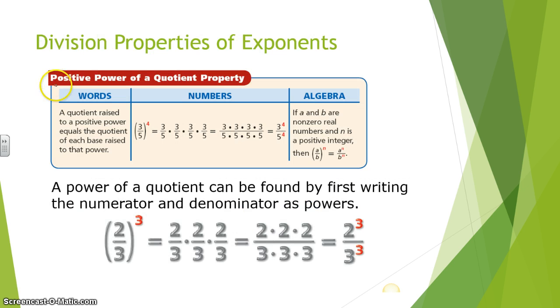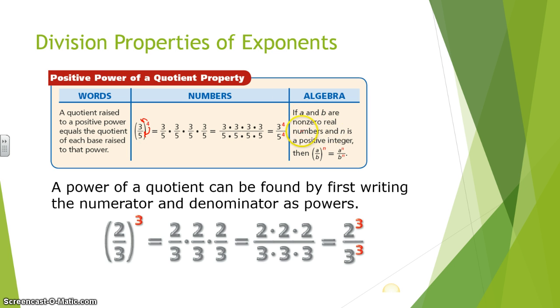Here we have another property. It's called the positive power of a quotient property. The words of this: a quotient raised to a positive power equals the quotient of each base raised to that power. So what we have here is 3/5 raised to the 4th power. That means 3 multiplied by itself 4 times, 5 multiplied by itself 4 times. So that is 3 to the 4th over 5 to the 4th. It's almost like distributing that exponent 4 to the 3 and to the 5.